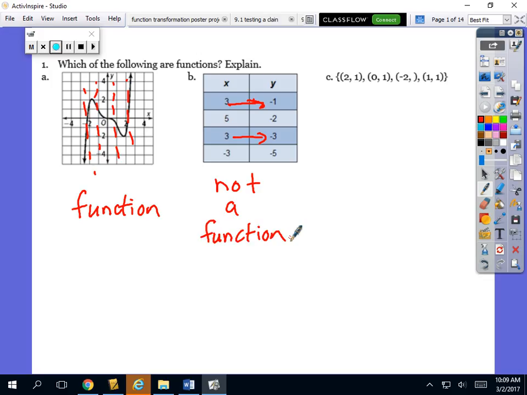When we look at a set of ordered pairs, again, we look at the x's. If there's a repeat in the x values, then we check to see what the y values are. In this case, there are no repeats, so this is a function.